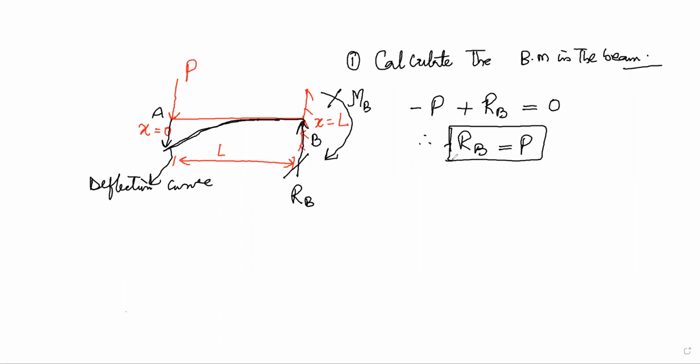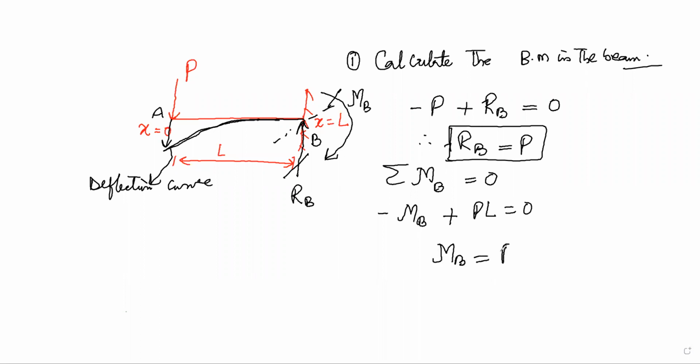We will also take the sum of all the moments about an axis passing through point B and put them equal to 0. Then at point B, we have the moment MB, and that is clockwise. We'll write this as minus MB. We have the anti-clockwise moment plus PL equal to 0. Therefore, MB becomes equal to P into L.